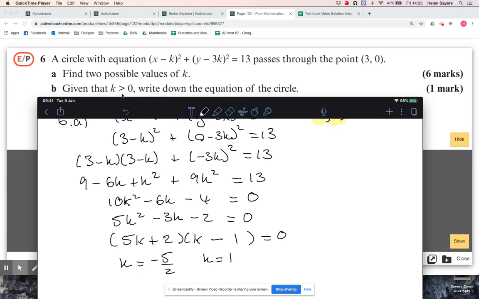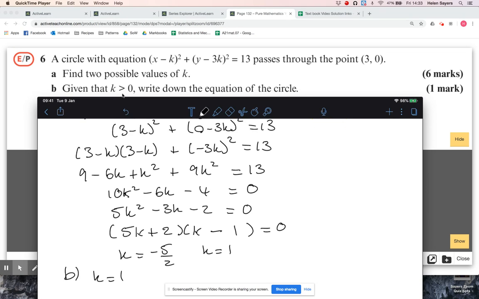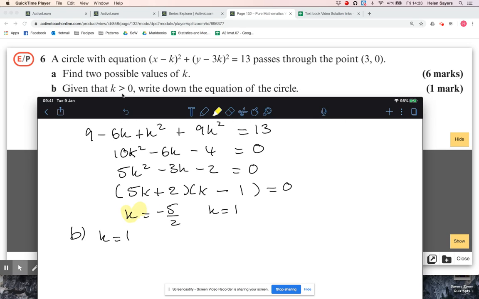Okay, so given that k is greater than 0, that's basically telling me to use k as 1, because obviously minus 5 over 2 is negative. So those are both valid answers for part A, but for part B, it's got to be the positive one. Write down the equation of the circle. This is only worth 1 mark, because really this would probably be a follow-through mark, even if your k was wrong, because all I need to do is go back to that and substitute in k as 1. That really is straightforward. So it's just going to be x minus 1 all squared plus y minus 3 all squared is 13.